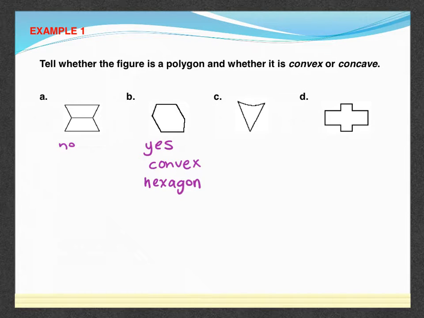All right, C. Is that a polygon? Yes. What's wrong with it? That side is curved. Okay, it's got to be a segment. D, is D a polygon? Yes. Good. Concave. Okay, and then it has 12 sides, which makes it a what? Dodecagon.